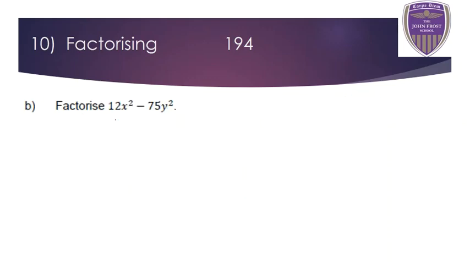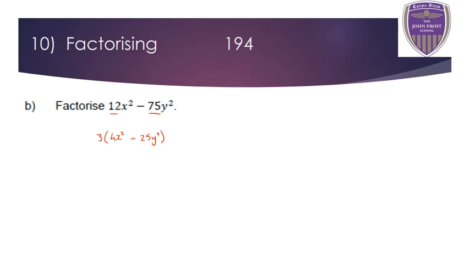Okay, on this one here then, I've got two terms, and the letters are different, so there's no common factors there. 12 and 75 are the bits I've got to focus on, and what will go into both of those is 3. So I can take 3 out as a common factor here. It means in the brackets I've got 4x squared minus 25y squared.